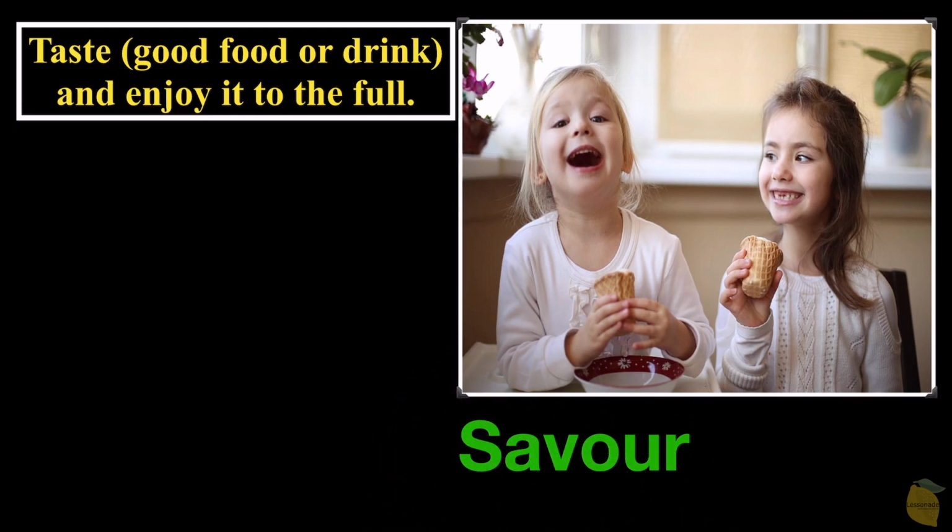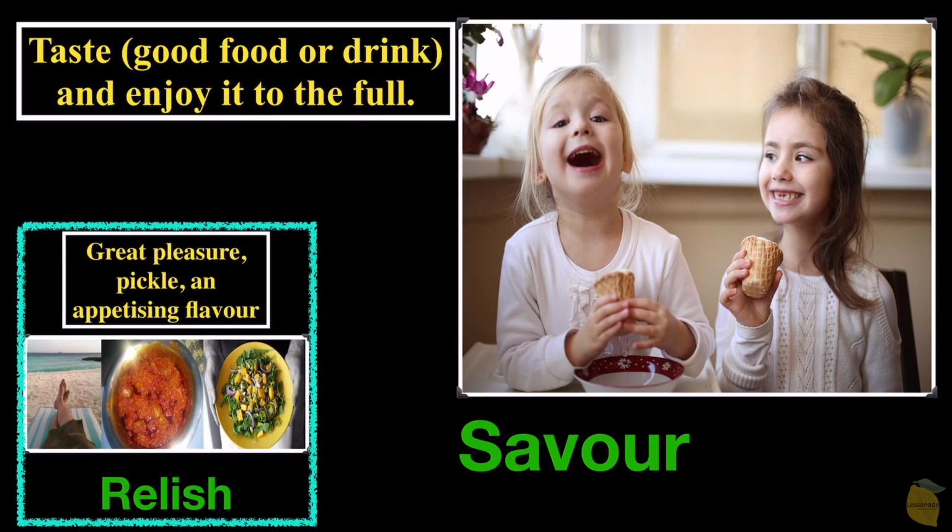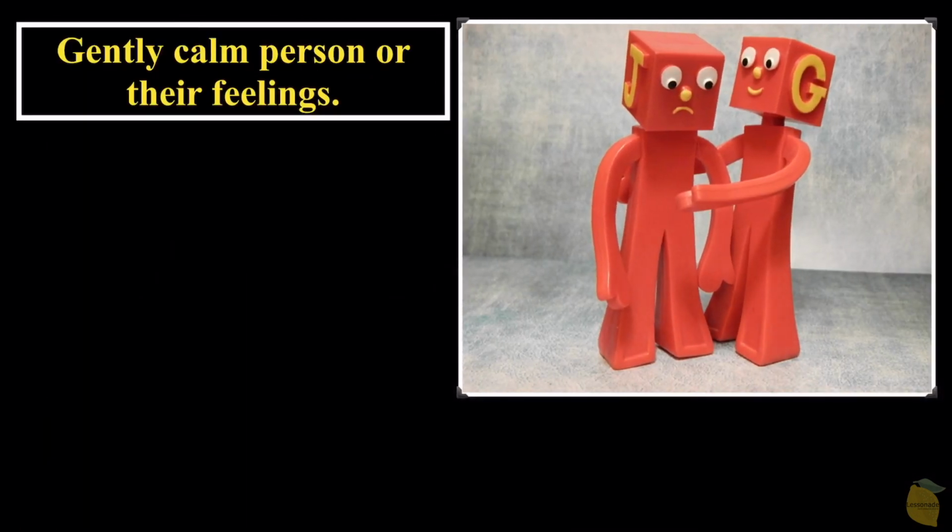So before we go on to the next one, let's once again recall the previous slide. The previous slide was relish. Now let's go on to the next one. The next one is gently calm a person or their feelings. In this picture, we can see person G obviously calming down person J, who seems to be a bit upset. So this means the word must be soothe. Person G is soothing person J.